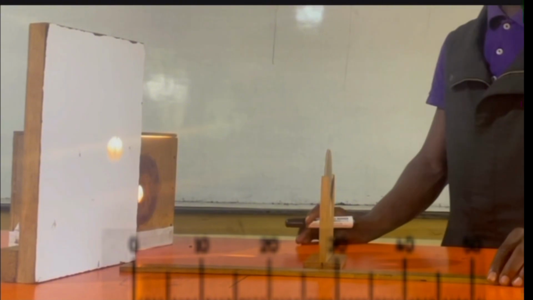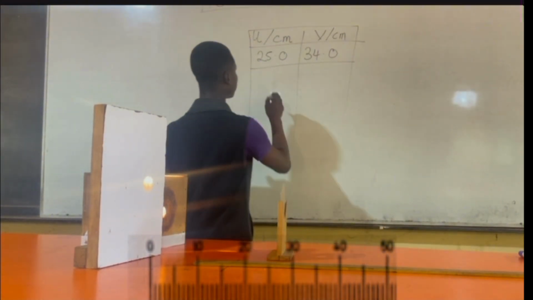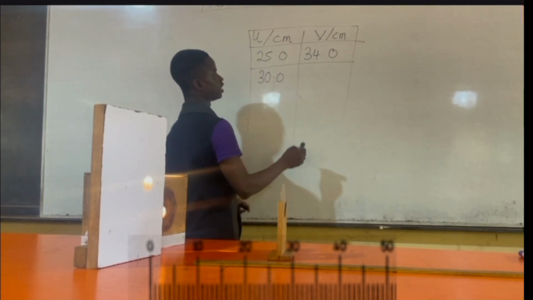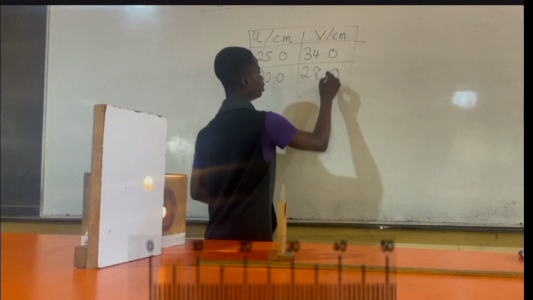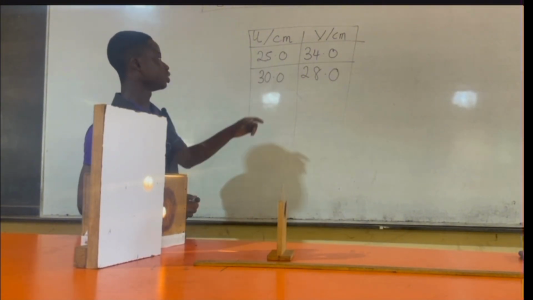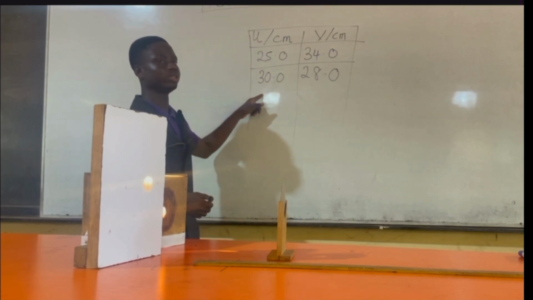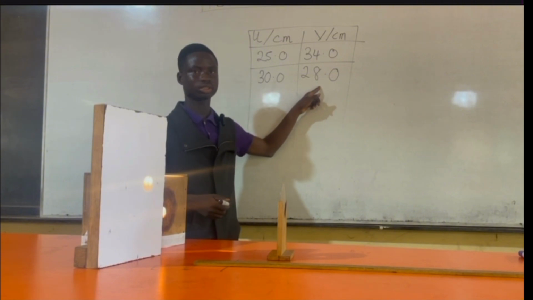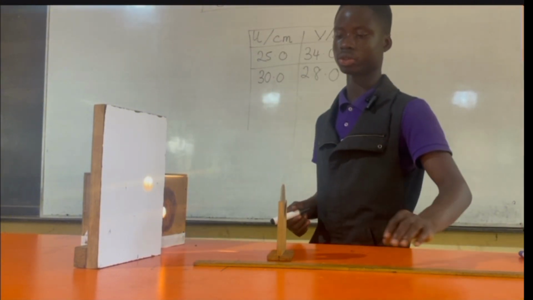Over here, we have 28.0 to be our image distance. When u is 30.0 centimeters, we have 28.0 centimeters. This shows that as the object distance increases, the image distance decreases. Let's confirm if it follows that same trend.